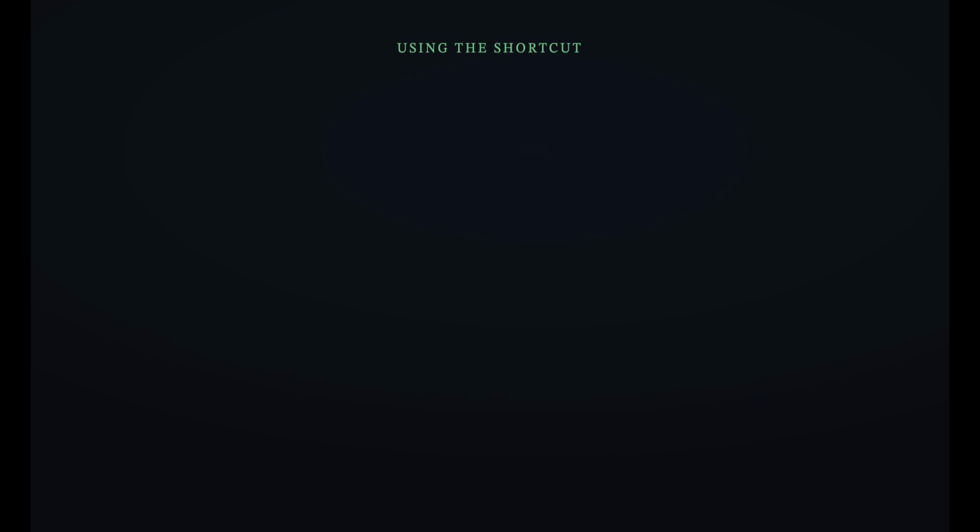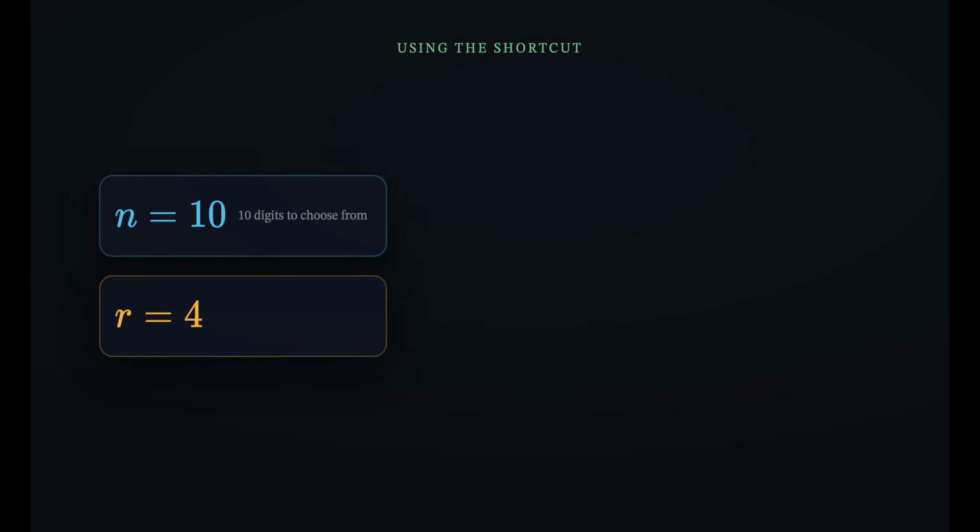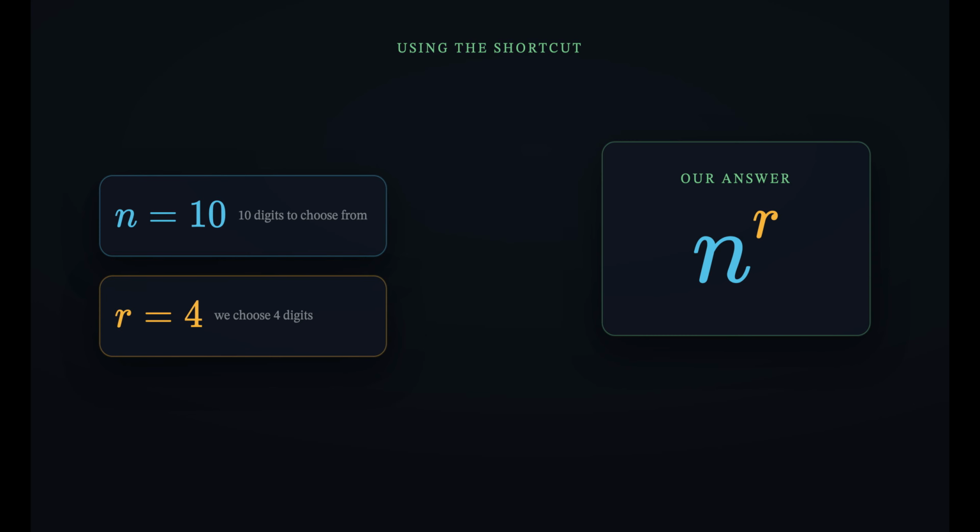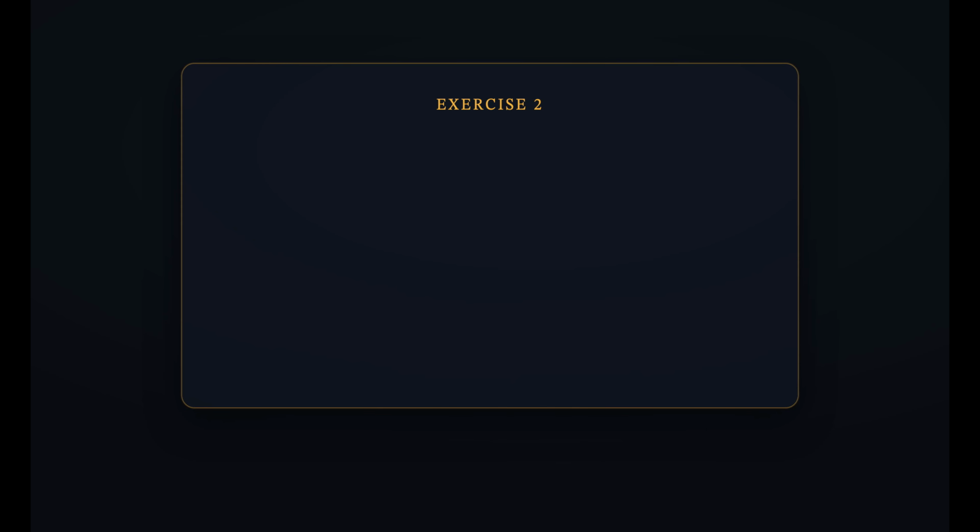Doing the example this way, n is 10 since there are 10 digits to choose from, and r is 4 since we choose 4 digits. So our answer is n to the power of r, which is 10 to the power of 4, just like before. Alright, now for exercise 2.